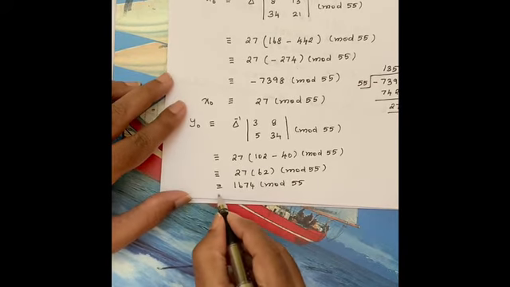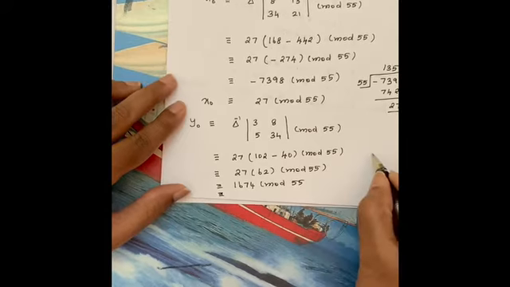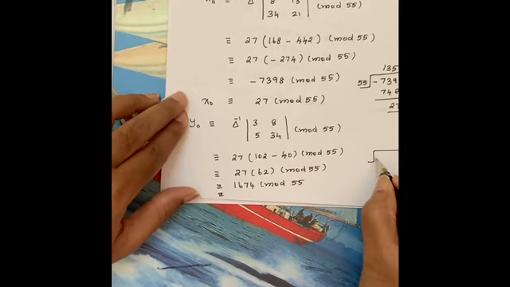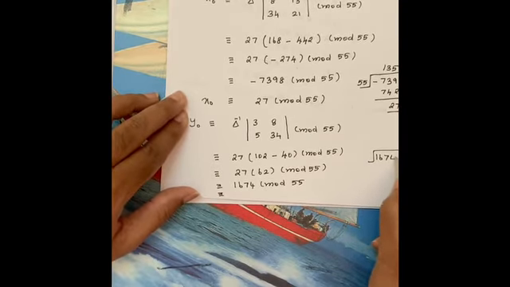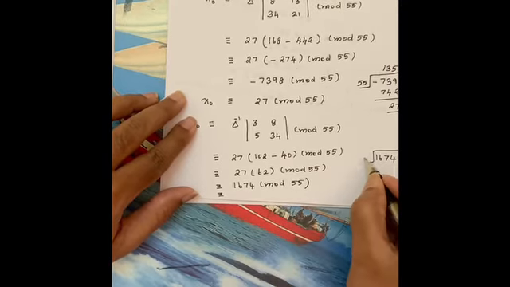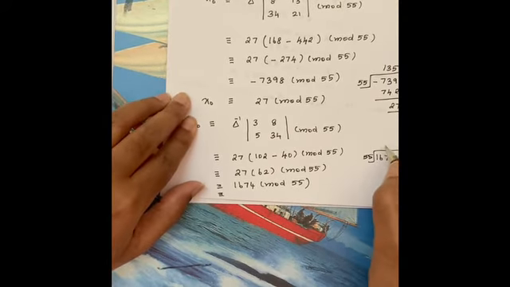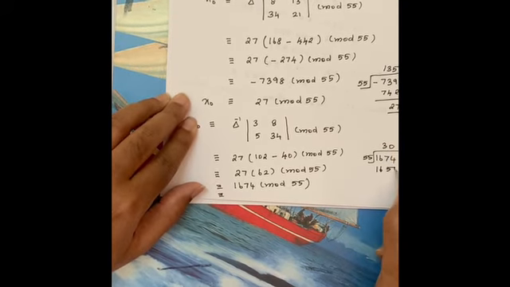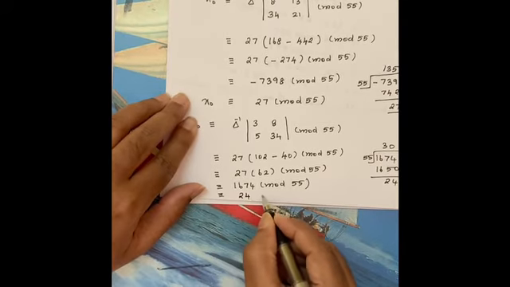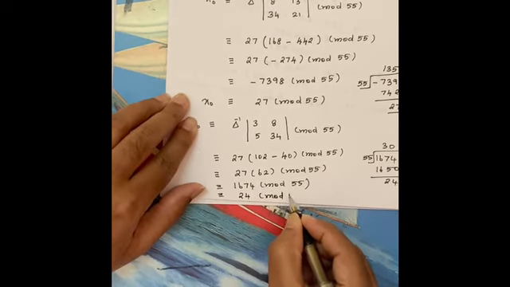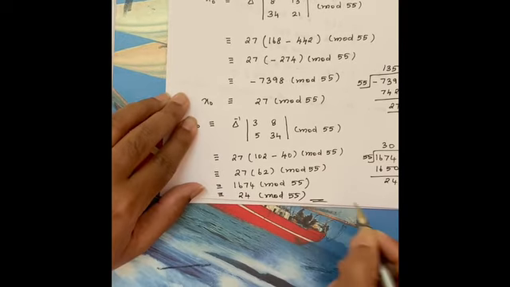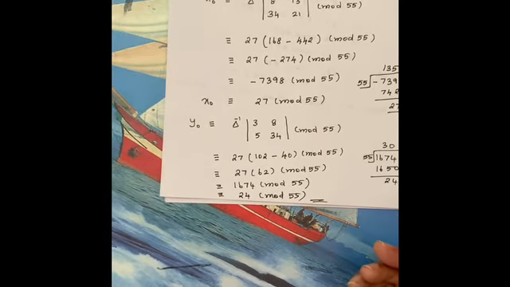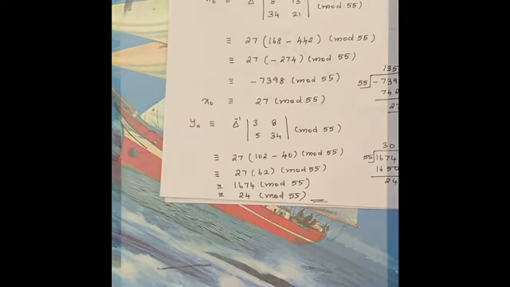And this is congruent to, we have to divide this positive number 1674 by 55. The value is 30 times 55 is 1650, remainder is 24. I can write 24 modulo 55. This is the answer. y naught is found and x naught is found. It is a unique solution.